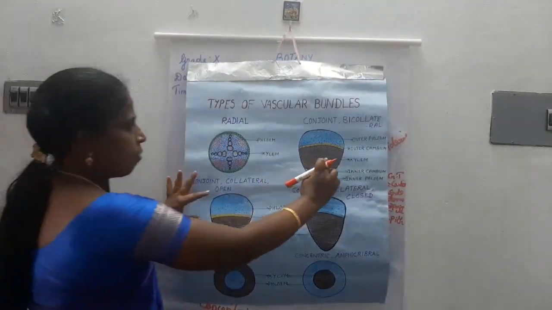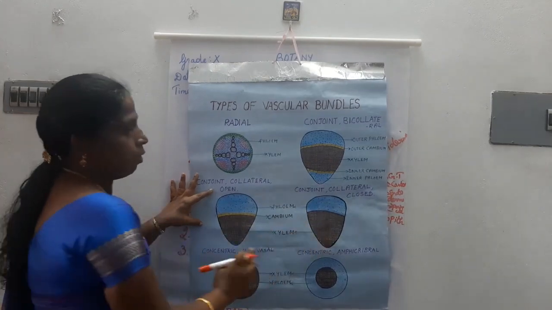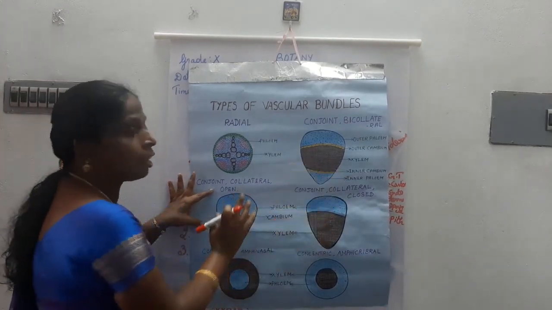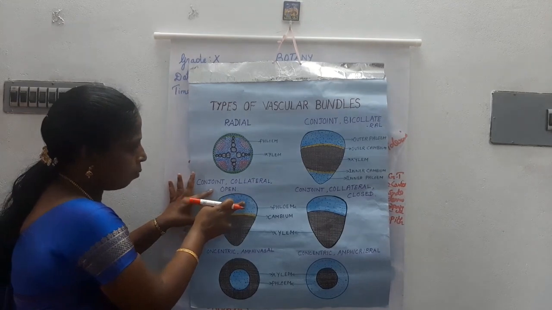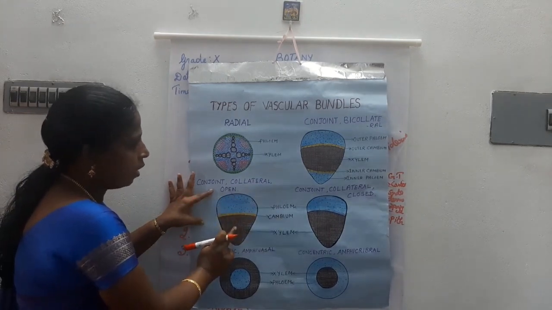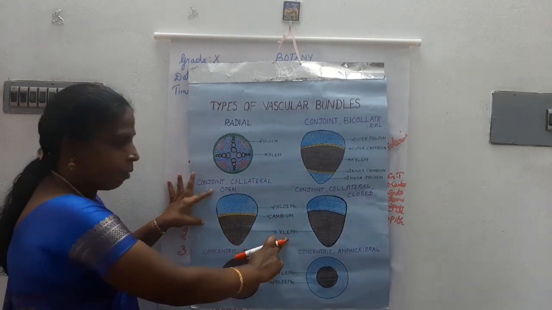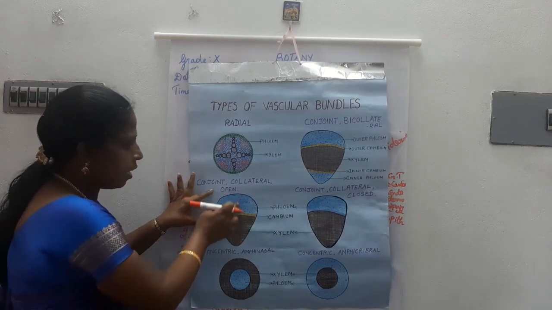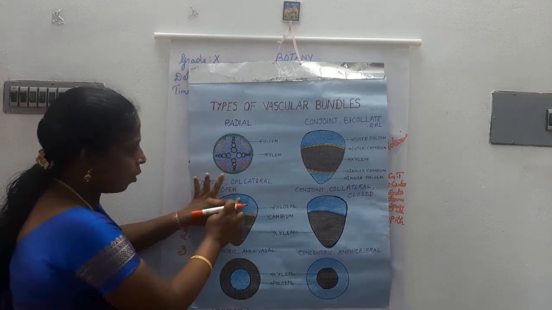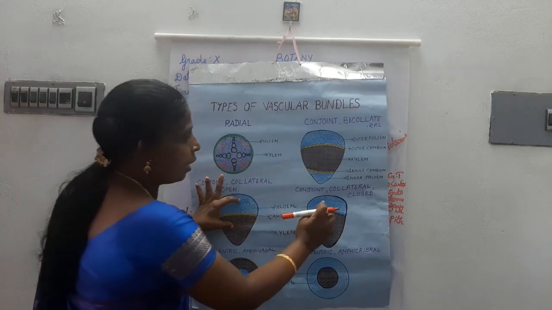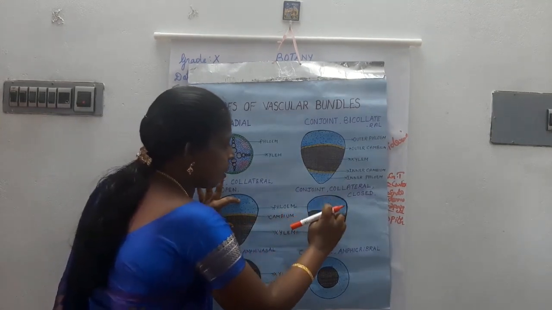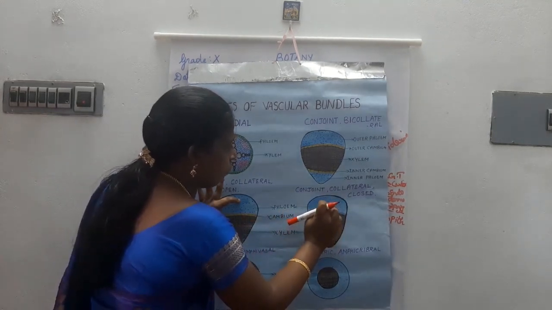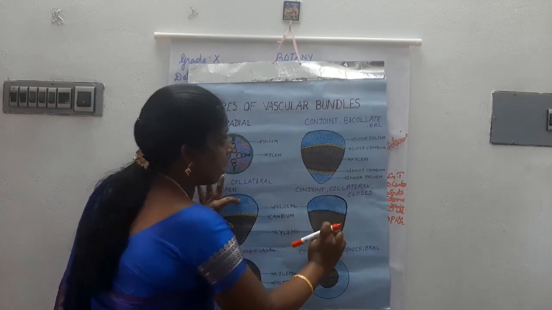See this vascular bundle, this one. You can see these three are conjoined vascular bundles. See, this blue color indicates phloem and the brown color indicates xylem. So here they are arranged in the same radii. The xylem and the phloem are arranged in the same radii. Here also we can see the xylem and the phloem are arranged in the same radii.